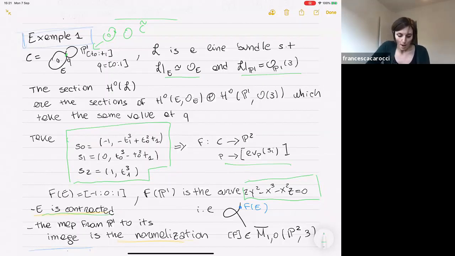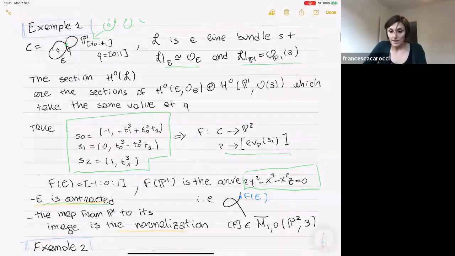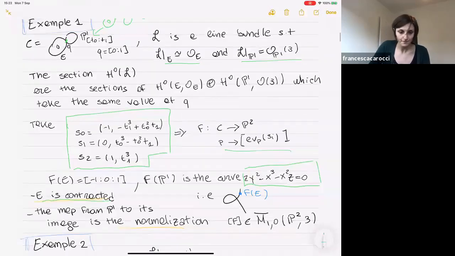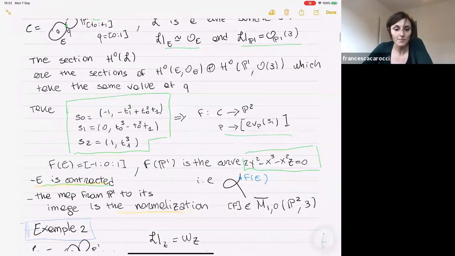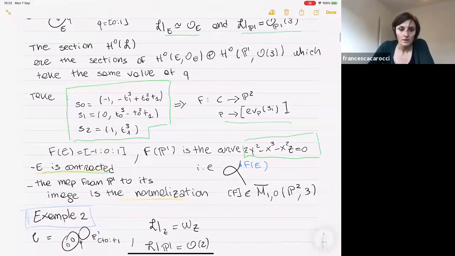And if we look at the map from P1 to its image, this is just the normalization, because on P1 these 2 branches are being pulled apart. And this is an element in M_{1,0}(P^2, 3), and we will see that this is a singular point of this moduli space. And finally, let me do a last example.